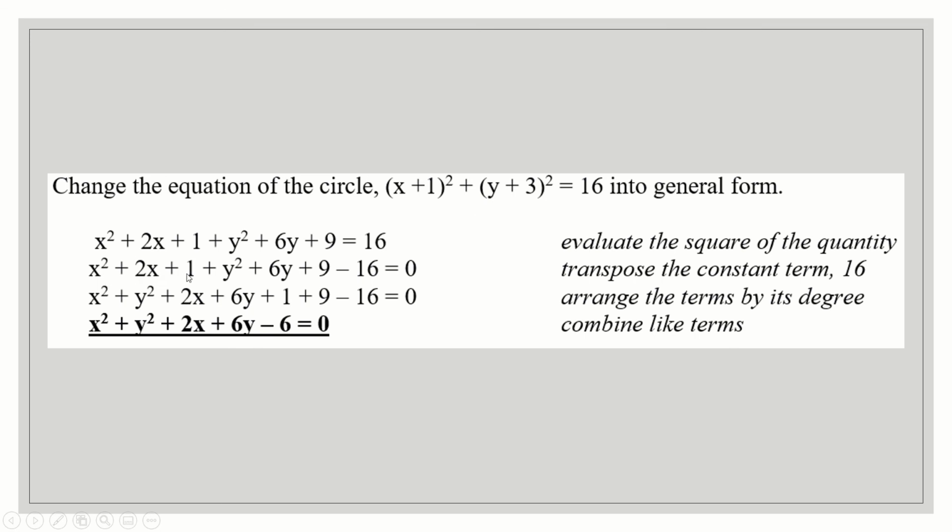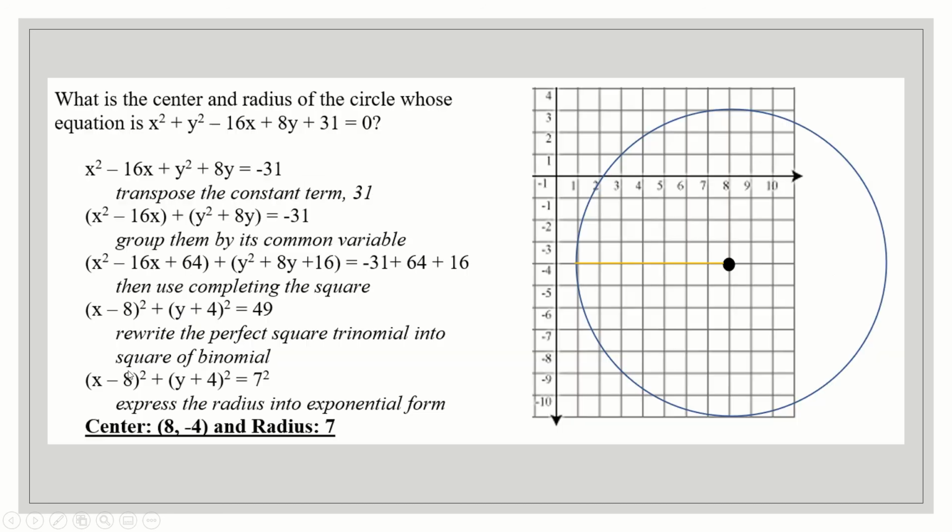X squared plus 2x plus 1 plus y squared plus 6y plus 9 minus 16 is equal to 0. We transpose positive 16 to the other side of the equation. Now we arrange the terms by its degree. We have x squared plus y squared plus 2x plus 6y plus 1 plus 9 minus 16 is equal to 0. Combining like terms, we have x squared plus y squared plus 2x plus 6y minus 6 is equal to 0. So this is now the general form of the given equation.